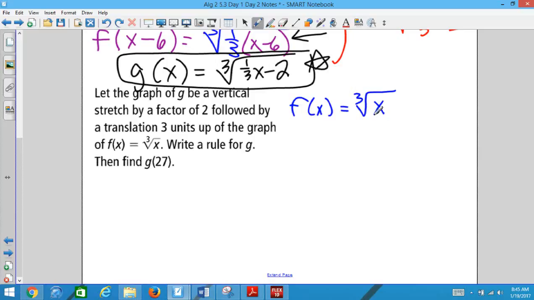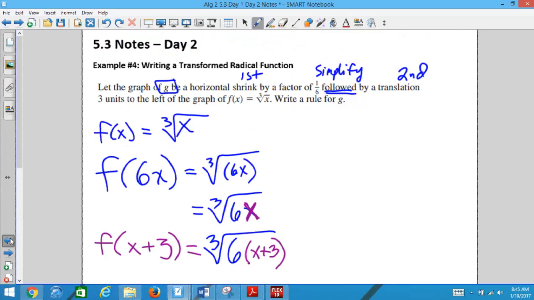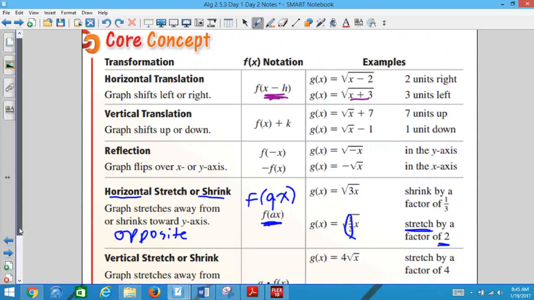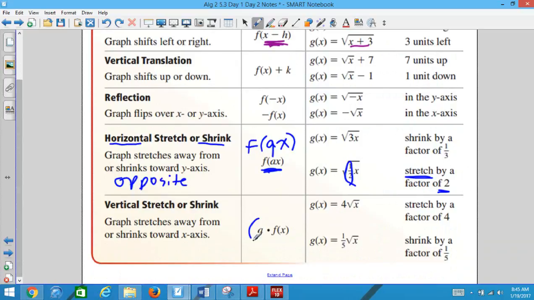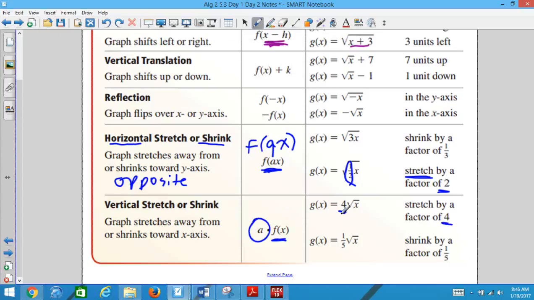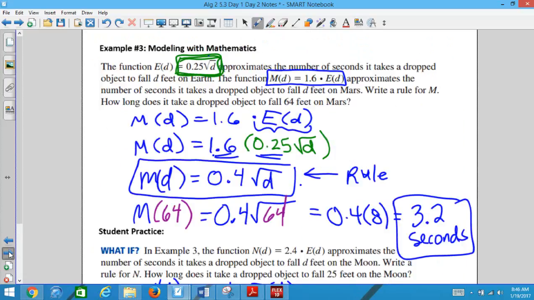A vertical stretch. Where does the vertical stretch go? Outside. If you forget, you go look at our chart and look for vertical stretch. It looks like we take a and multiply it by f of x, on the outside of the function. And then it's got some examples of where I would put that number. If I look at a stretch by a factor of 4, they actually multiply by 4. That might help you remember, oh yeah, I do the same thing when it's vertical. I don't switch it for vertical, I only do it for horizontal.